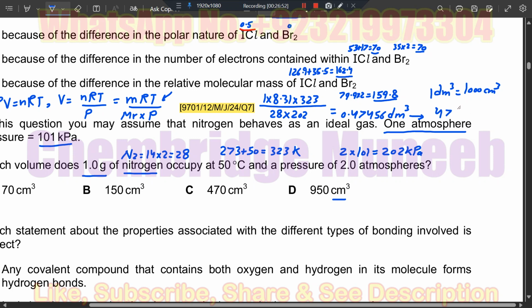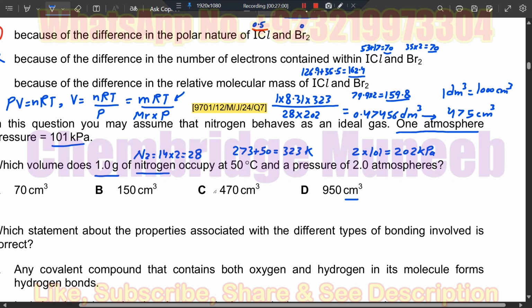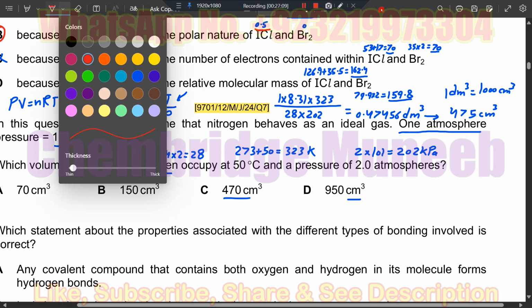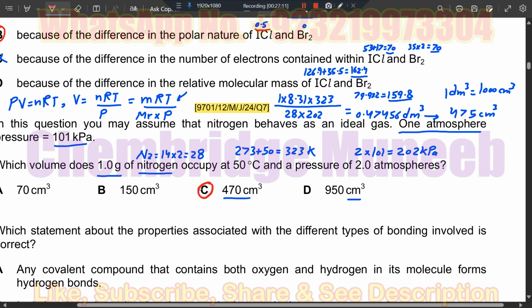So multiply this value with 1000 should give me, let's say, 475 almost. So 475 cm cube is the near value. So the only right option closer to this value is 470 cm cube. So that's why the right option is 470.